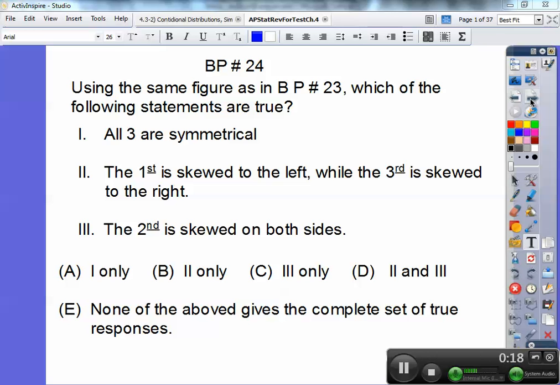That's number one. Number two, the first is skewed to the left while the third is skewed to the right. Number three, the second is skewed on both sides. And then you have your choices there. Take a moment and look at your parallel box plots that we had yesterday, and you can probably pause it right here, and then I'll scroll over.